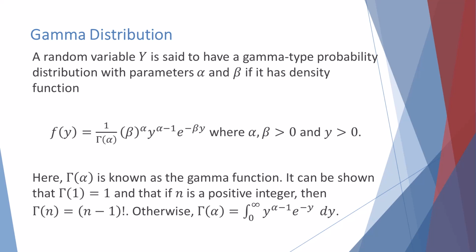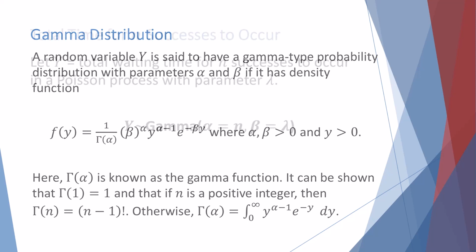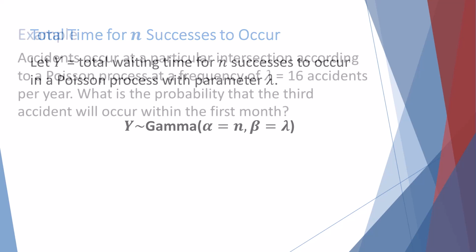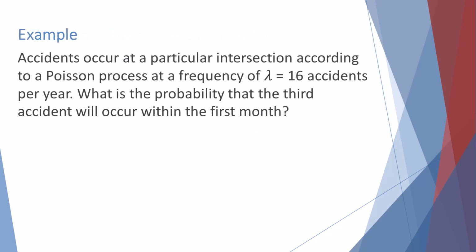In the case of the total waiting time before the nth success, we find that y has a gamma distribution with parameters alpha equals n and beta equals lambda. Let's look at an example. Accidents occur at a particular intersection according to a Poisson process at a frequency of lambda equals 16 accidents per year. What is the probability that the third accident will occur within the first month?